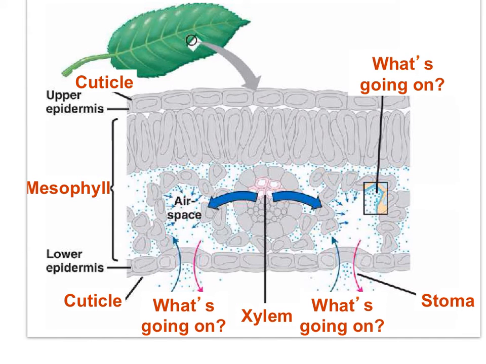In this diagram, we can see water leave the xylem and water evaporating out of the mesophyll cells to become vapor in the air spaces of the spongy mesophyll. Water will then diffuse out of the leaf through the stomata. If the stomata are open to allow carbon dioxide to diffuse into the leaf for photosynthesis, then there is an inevitable loss of water in a process known as transpiration.